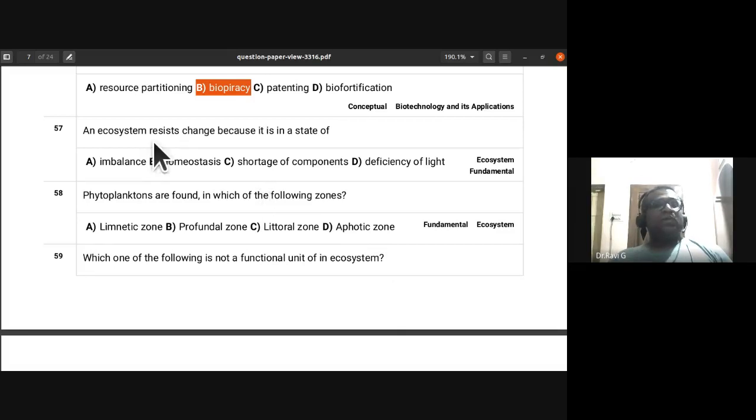57th, an ecosystem resists change because it is in a state of imbalance, homeostasis, shortage of components, deficiency of light. See, an ecosystem resists change because it is in a state of homeostasis, that is, there is a natural balance. So 57th, B is the answer.